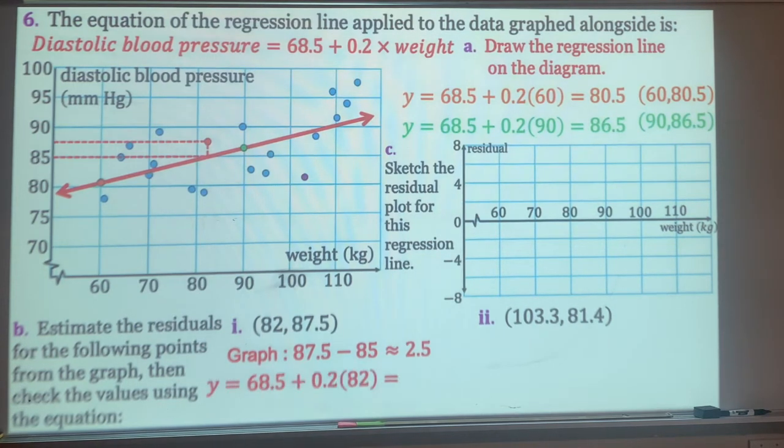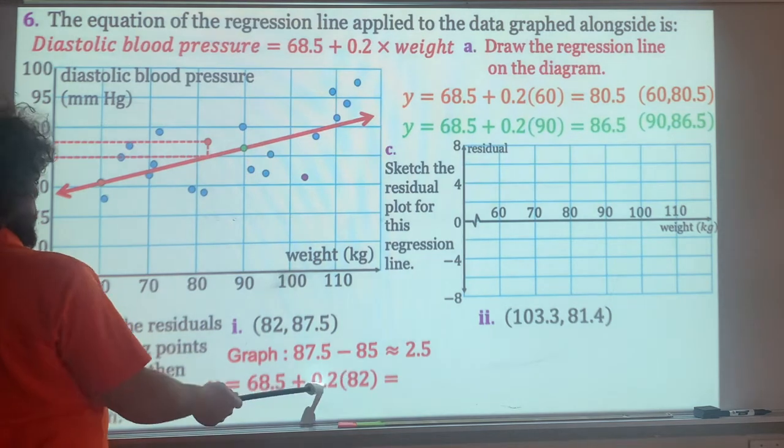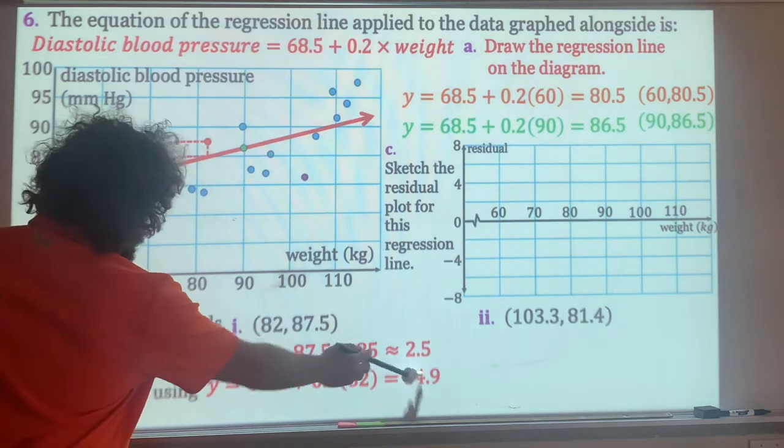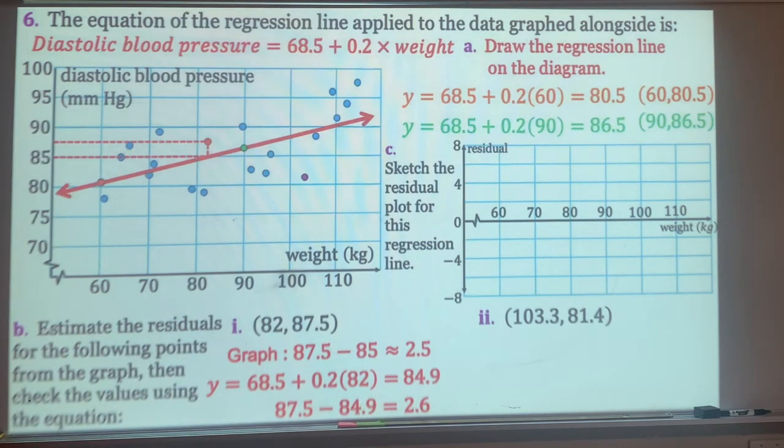Now if I wanted to find it mathematically, I could just type 82 into this equation, and I get 84.9. 87.5 minus 84.9 is about 2.6. All right, so that was using the graph, and that was checking it with the equation. So why don't you guys try problem 2?